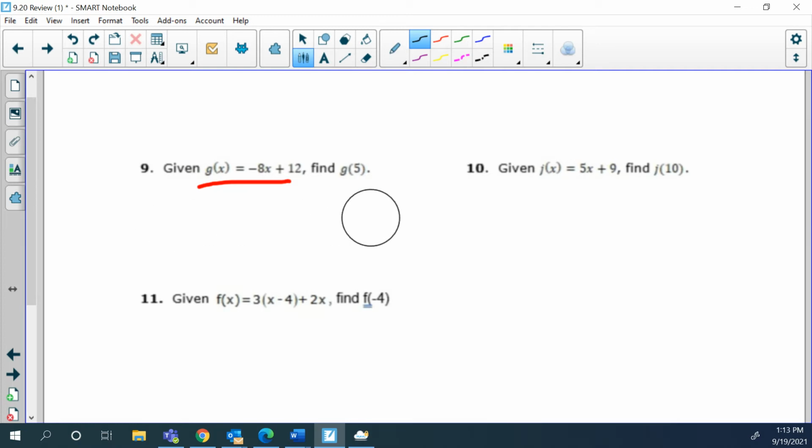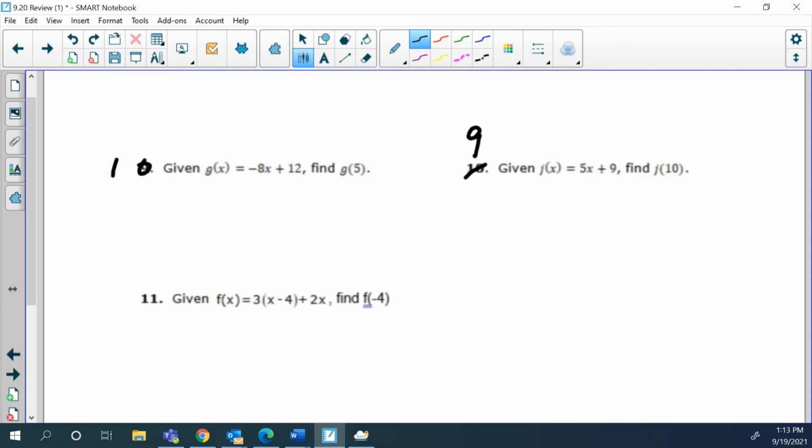Number 9, let's do this. Number 9 on the review is this. This is number 9. Make sure you guys don't get confused. This is number 9. And then number 10 is going to be, okay, this is different.